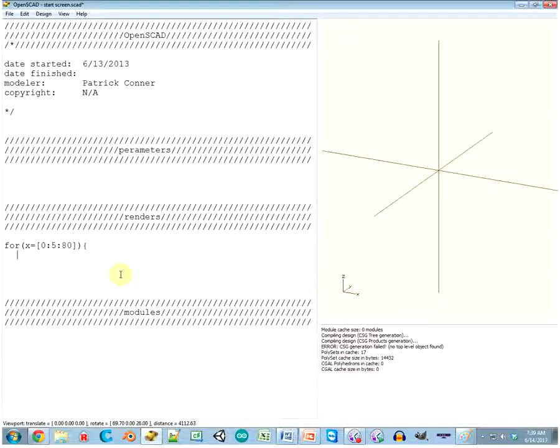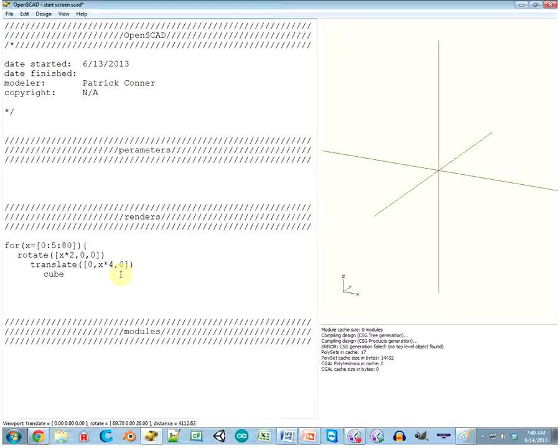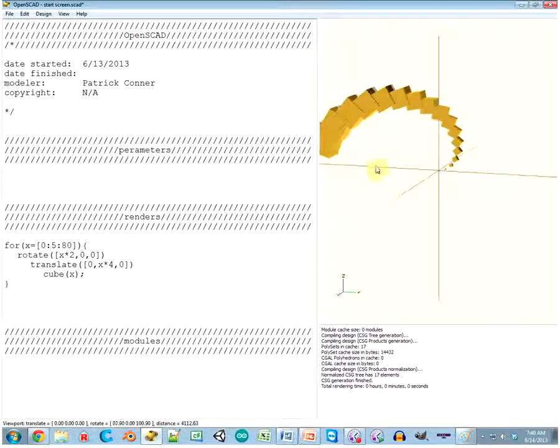So now I can put that anywhere and say something like, let's do rotate x times 2, then translate on the y by, say, x times 4. I've never done this before. I kind of want to see if I can make a spiral, and then cube of x. Oh, hey, I got the start of a spiral.